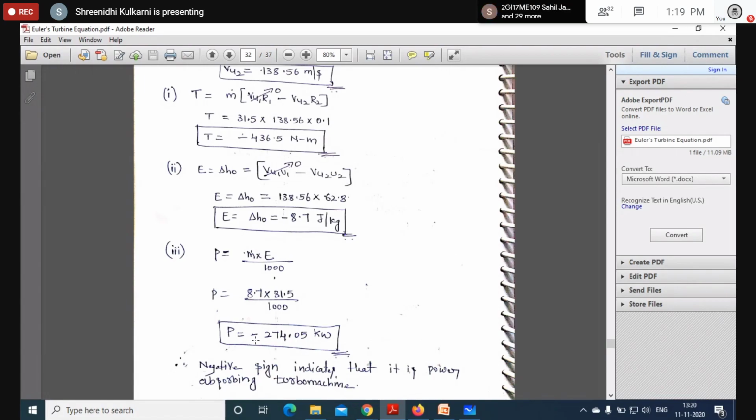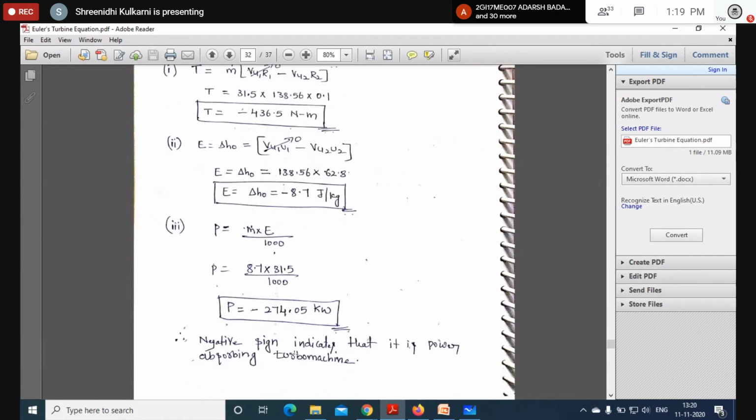Sir, in that power, if we divide by 1000 we get 0.274 kilowatt. Yes, correct, we are converting into kilowatts. We have written 274.05, but if you convert into kilowatts directly, we get 0.274. I will correct it in my notes. Yes, sir, thank you. So we are getting negative, so we call it a power absorbing turbo machine.